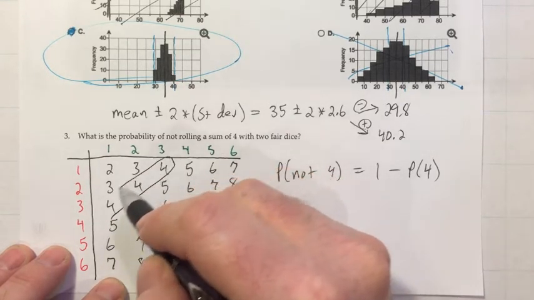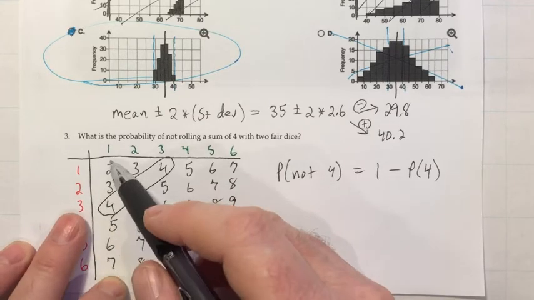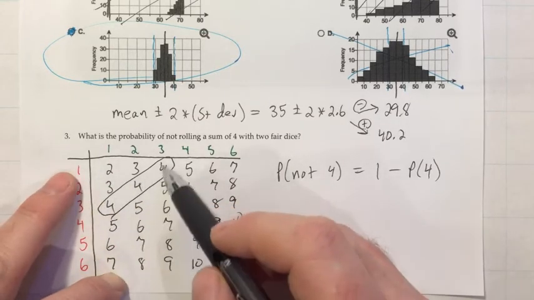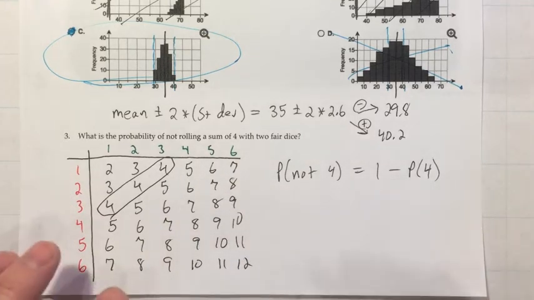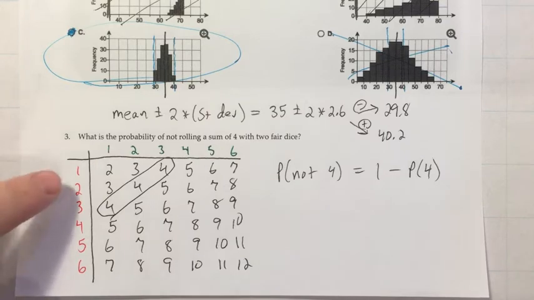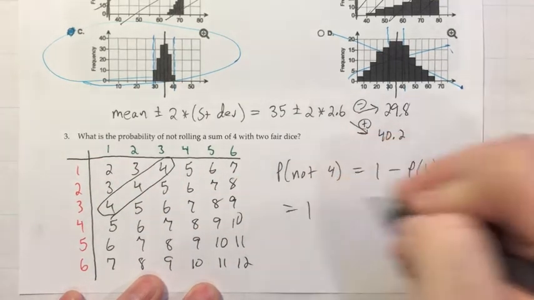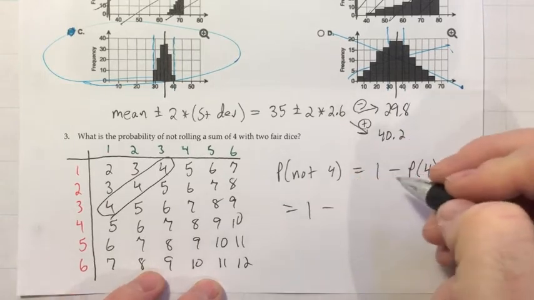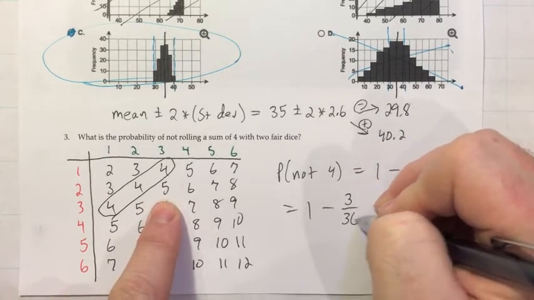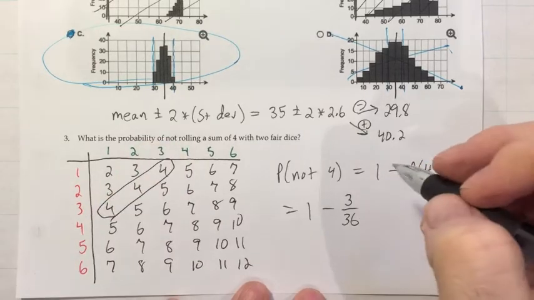Looks like there are 3 of them. Red 3, green 1, a 2 on each die, or a red 1 and a green 3. So 3 different ways to get that out of, if you count up all the possibilities in the table, there's 36 because it's 6 by 6. So I have this 1 just carried over, minus the probability of rolling a 4, which is 3 out of 36 possibilities altogether in the table.